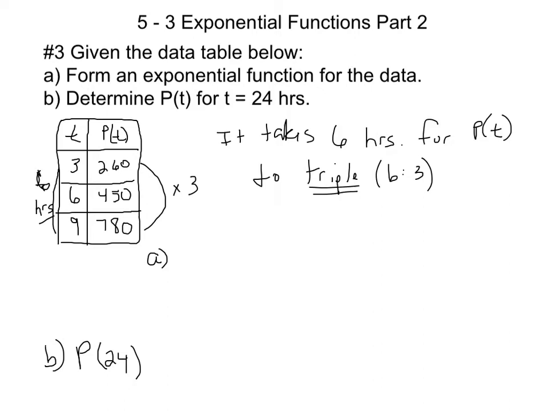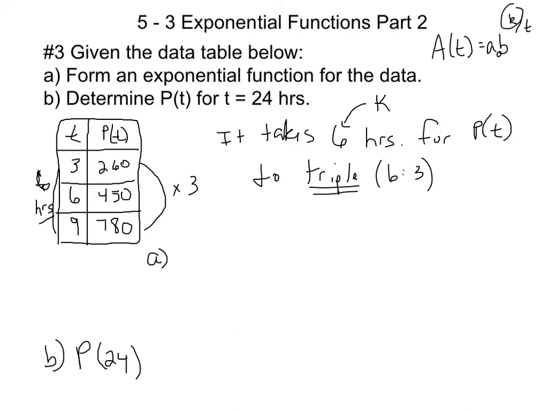Well, wait a minute. That means K is what? How long did it take for B to happen? Oh, it took 6 hours. So K is 6, B is 3. Remember, we're trying to write a function that looks like this. A of t equals A naught times B to the t over K power. A naught, I should have put there.